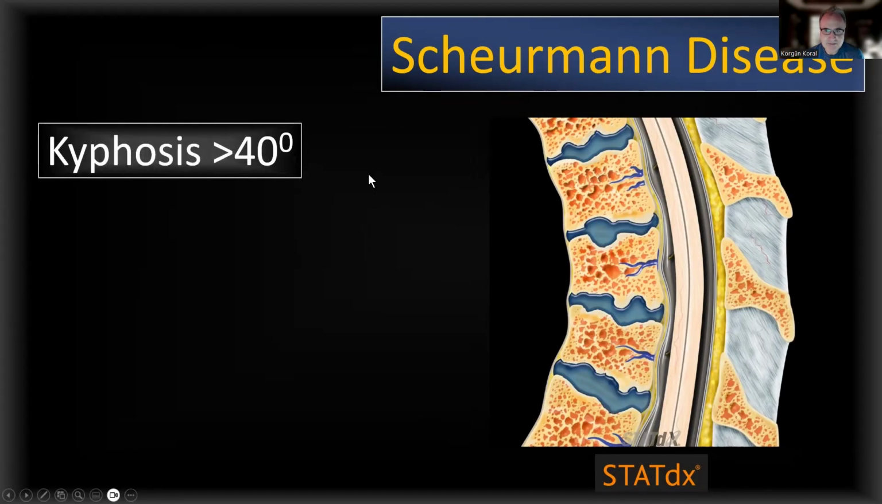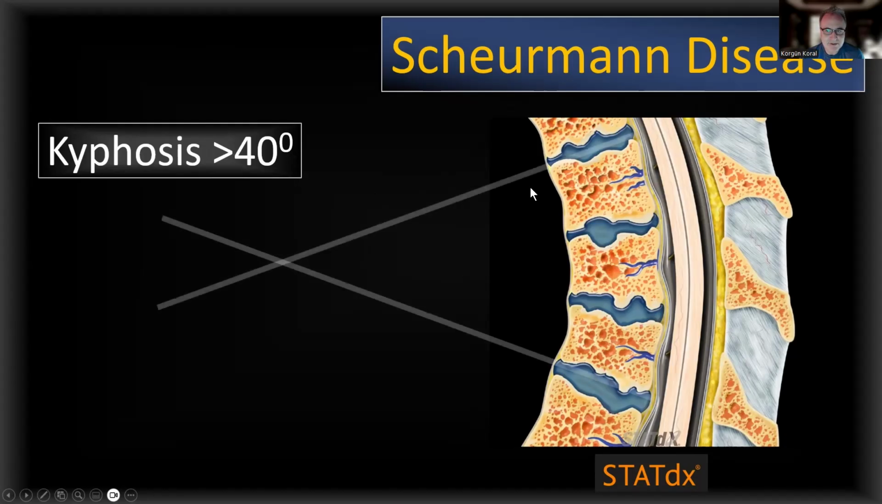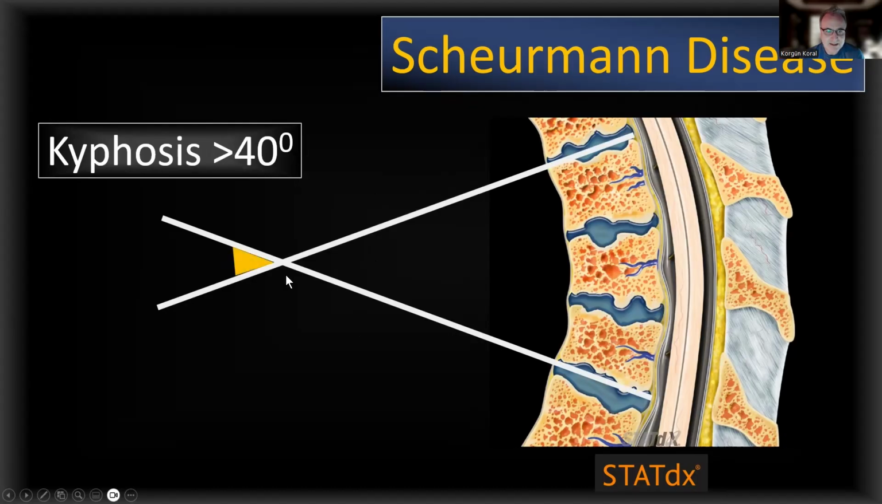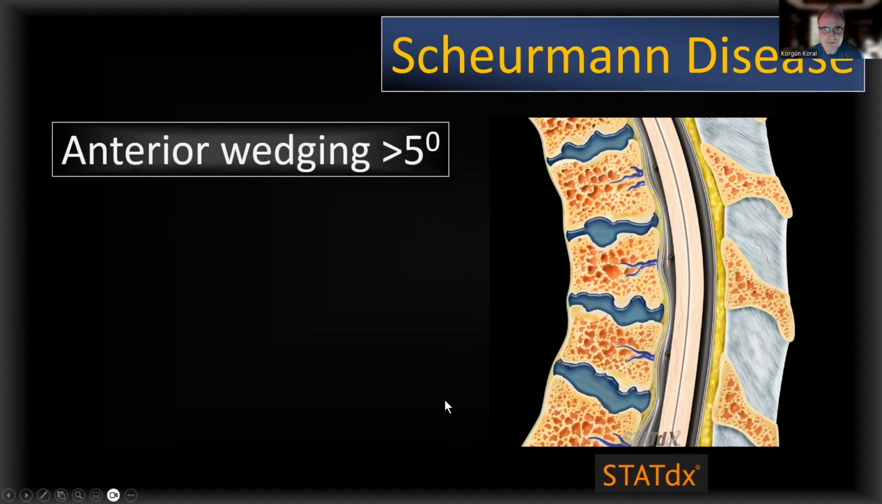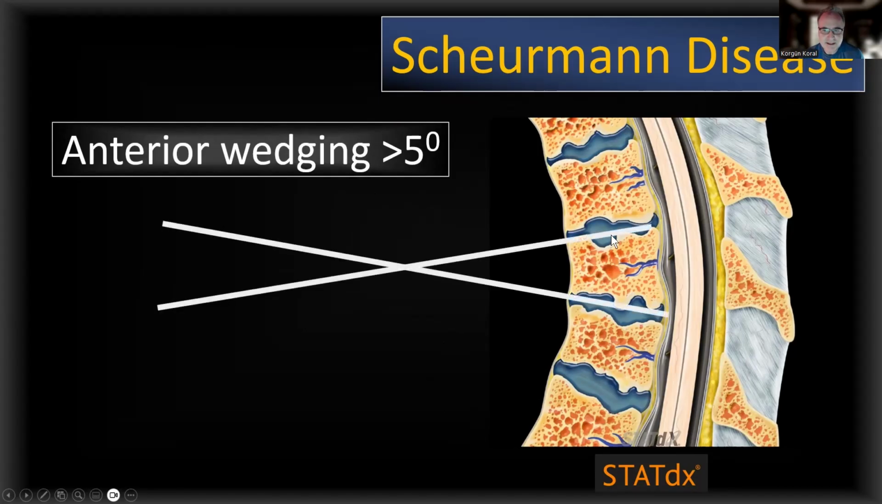So how do we measure the kyphosis? From the level the abnormality begins to the level the abnormality ends, from the superior end plate to the inferior end plate, lines are drawn, and the angle created by the intersection of these two lines is measured. If it's greater than 40%, it's Scheuermann disease. And for anterior wedging, the same is done on a single vertebral body. Lines are drawn tangent to the superior and inferior end plates, and if the angle is greater than 5%, there's anterior wedging.